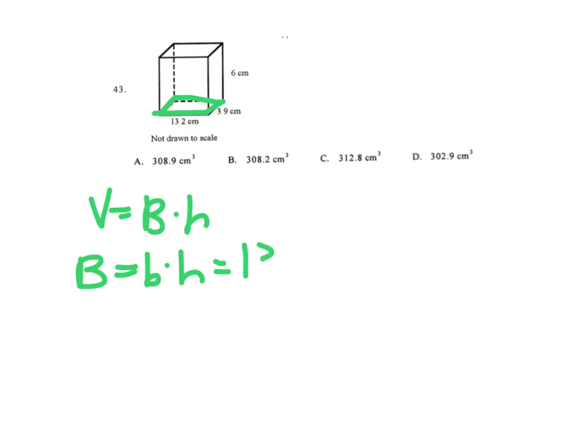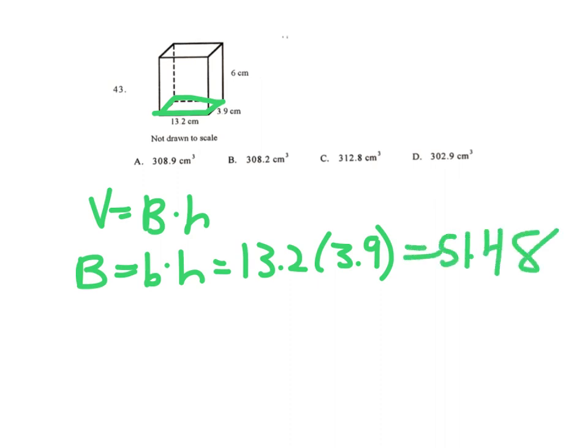So I'm going to do 13.2 times 3.9. And you're going to type that into a calculator. So when I do 13.2 times 3.9, I get 51.48. Let me double check. 48, yep. That's going to be big B.